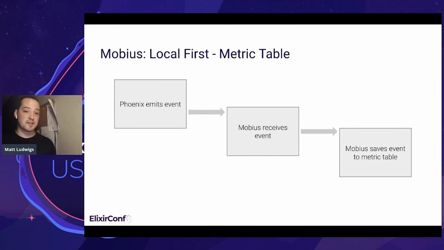So how does it work locally? Like, how do we do this? So Phoenix, if we're taking that last example, Phoenix emits that event that we saw, and then Mobius receives it because it's the reporter, and then it's going to pull out the metrics, and we save it to what we call the metric table, which is an ETS table. So we're using ETS tables under the hood to manage this.